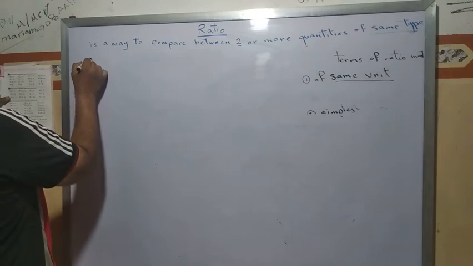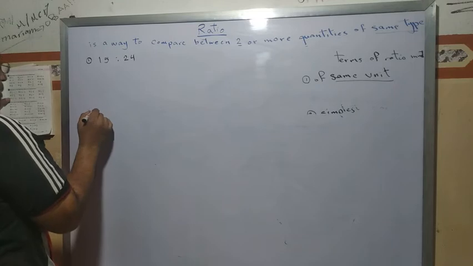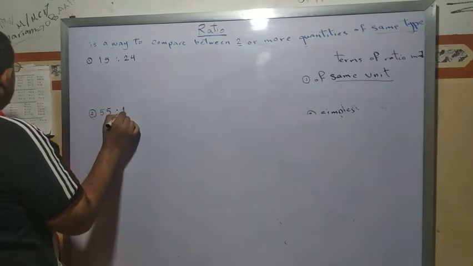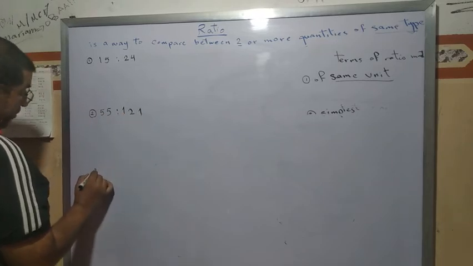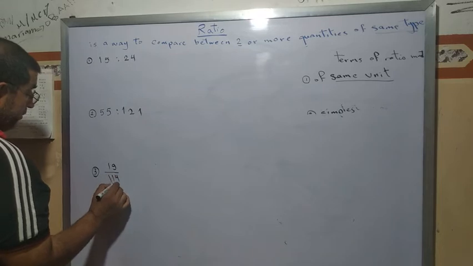Number 1, 15 to 24. Number 2, 55 to 121. Number 3, 19 over 140.